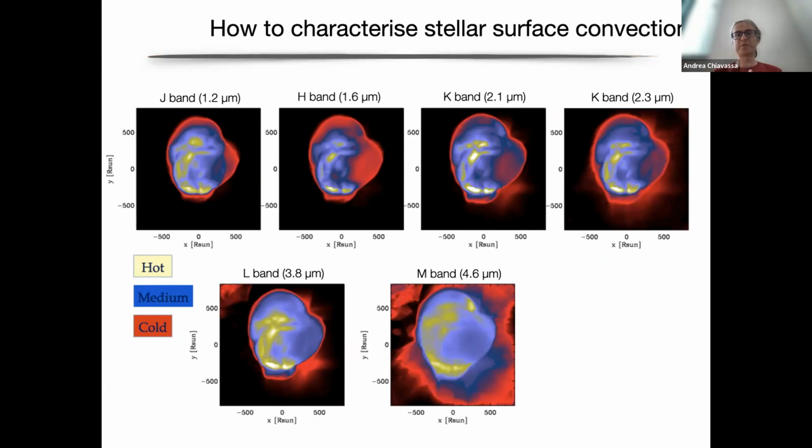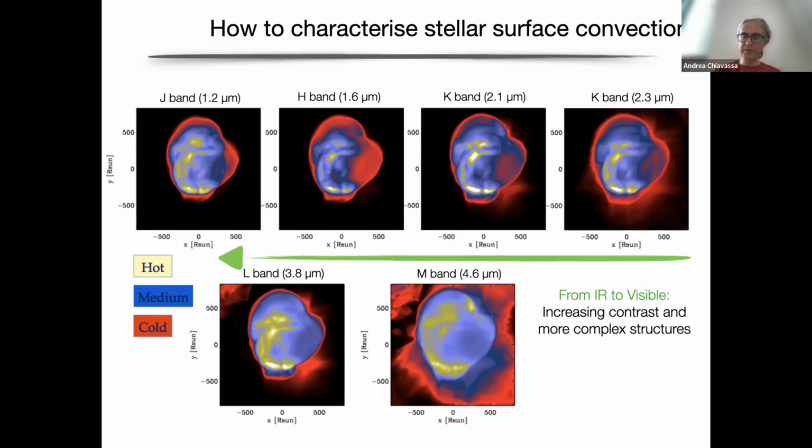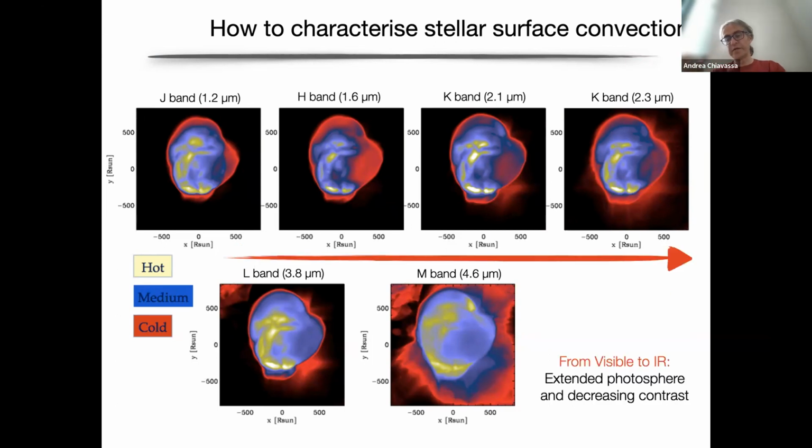How do we need to characterize the stellar convective simulations? We have really different bands here, and this is an AGB simulation. Hot, medium, and cold materials are highlighted. And you see that the star's appearance differs with respect to what you are probing in the different wavelength regions. Going from the higher infrared to the visible, you increase the contrast and you have more complex structure, and you see better the convection. When you go from the other side, from the visible to the higher infrared, you see a more extended photosphere because you have molecules contributing and decreasing the contrast. So this is something to be taken into account.